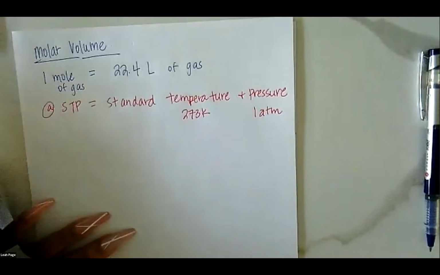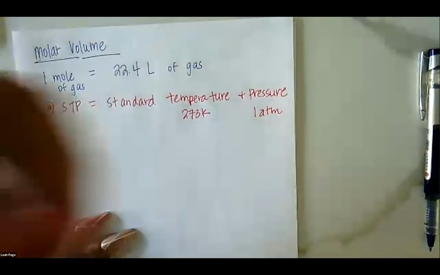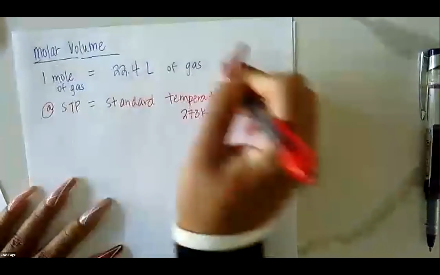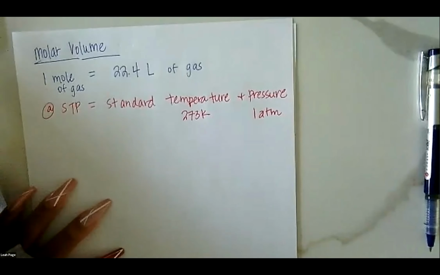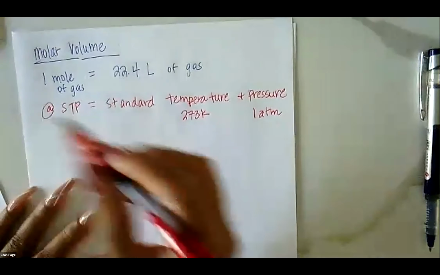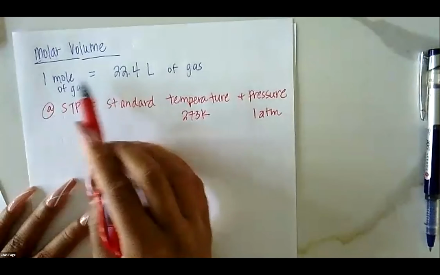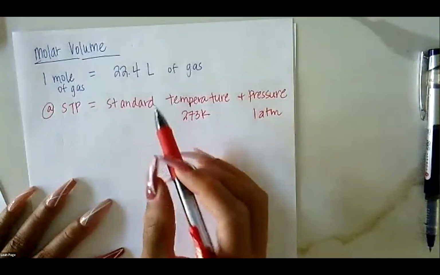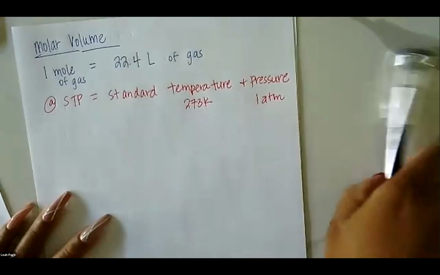If you look at the worksheet, the very first problem says we have a sample of neon gas, and it's at STP. Being at STP means that I can use the molar volume. That's all that really means for us right now. So I can use this conversion, and it's just like the other conversions. If I know 1 mole equals this much, I can set up a conversion. I'll even do this first one with you.